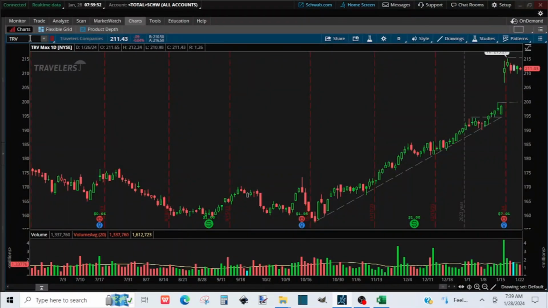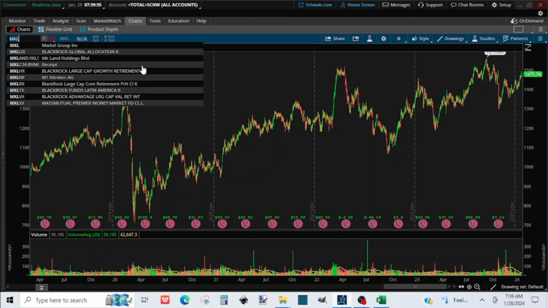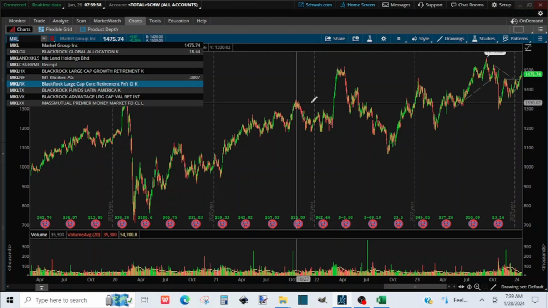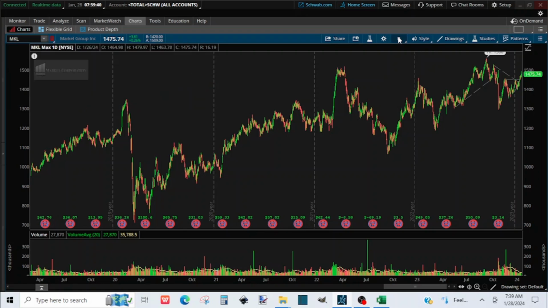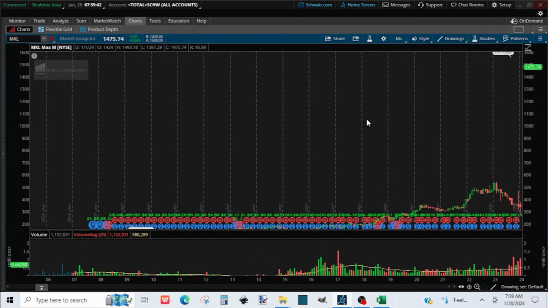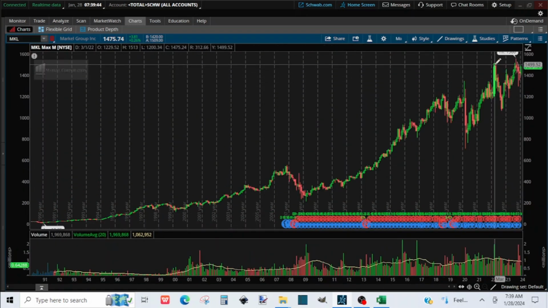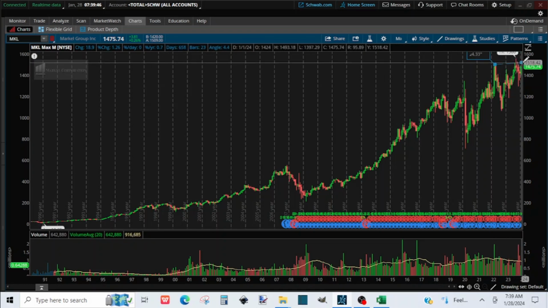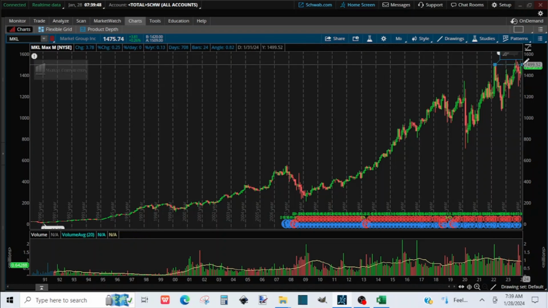MKL. So MKL doesn't seem like I bought it before. Let's go to the monthly to make sure we don't have any. Yeah, we do have. So let's trace those mountains that the price has not touched yet.